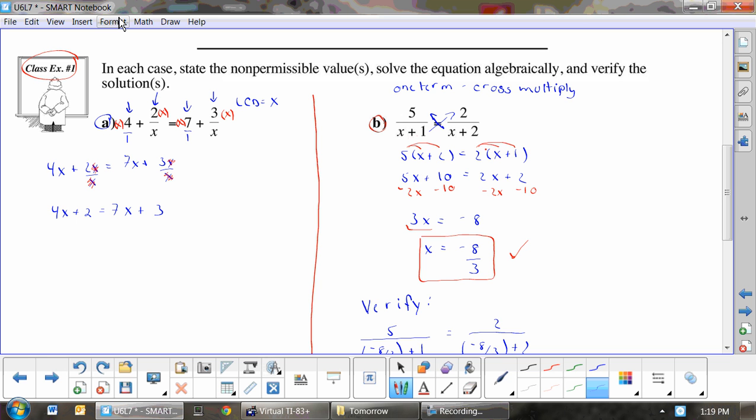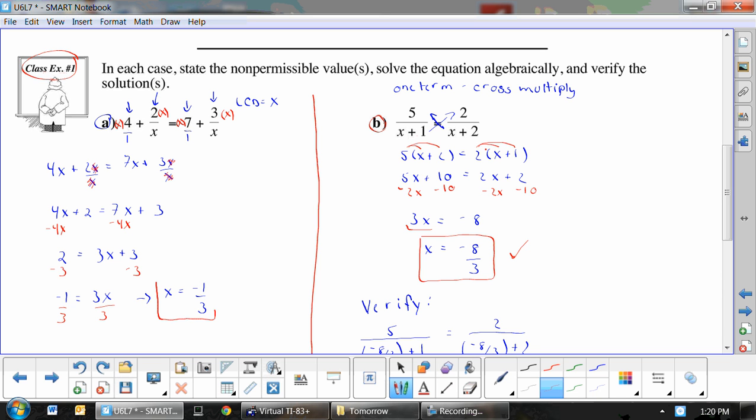Okay, so at this point, we get to do exactly like we did before. We want to gather our like terms and solve for x. So I'll go minus 4x, giving us 2 over 3x plus 3. Subtract 3 from each side, giving us negative 1 is equal to 3x. Divided by 3. So we get x is equal to negative 1 over 3.